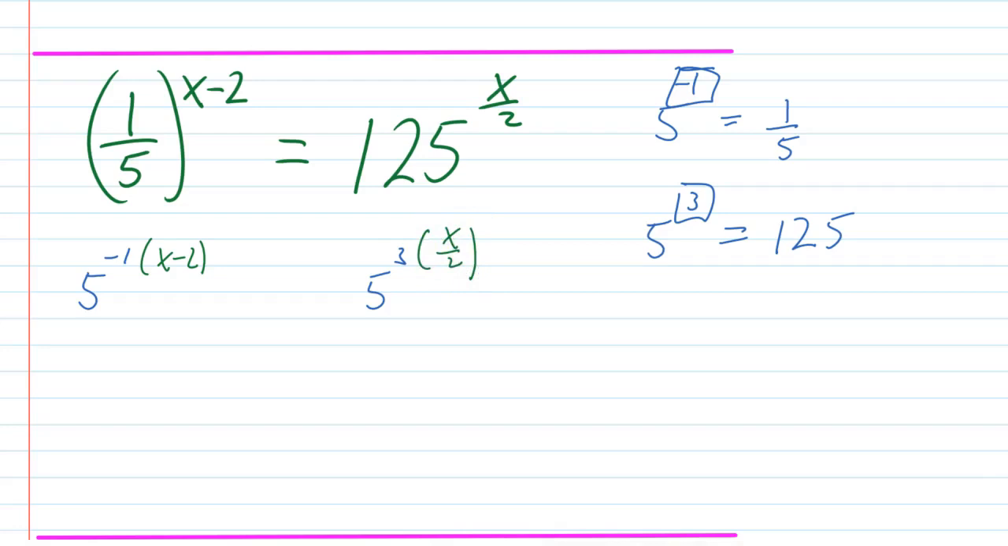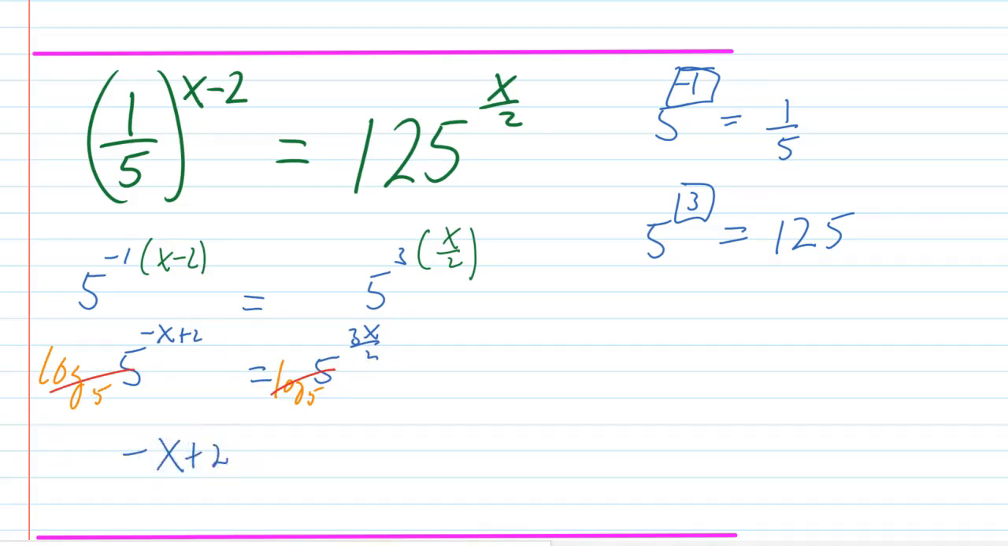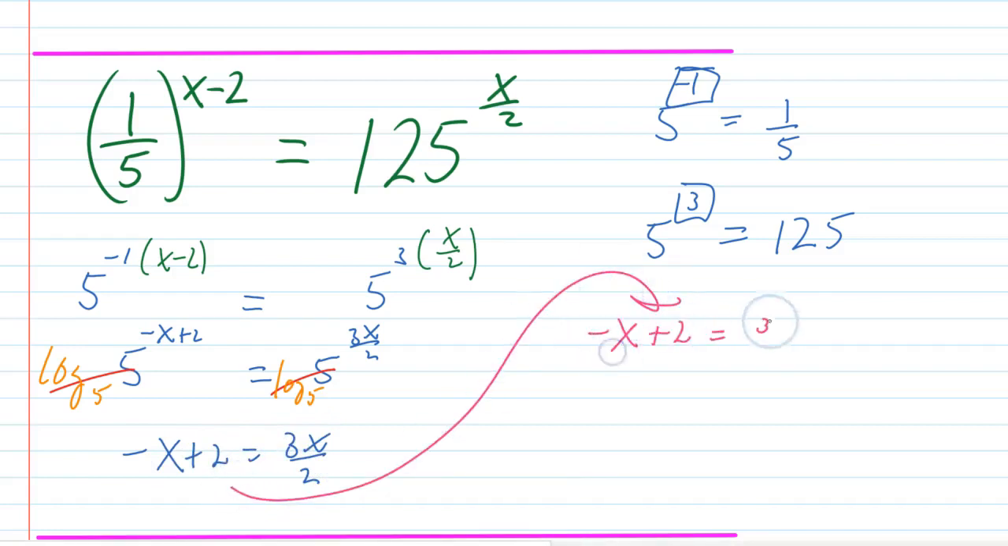Now I multiply the negative 1 through, and I multiply the 3, which gives me 5 to the power of negative x plus 2 is equal to 5 to the power of 3x over 2. We log with the base of 5, which cancels out, leaving me with negative x plus 2 is equal to 3x over 2. At this point, you solve like you would a normal algebra equation.